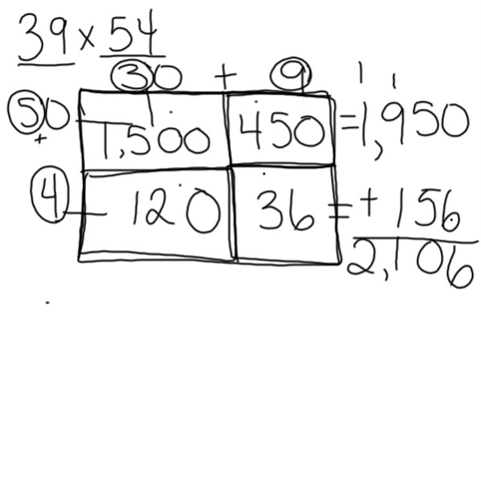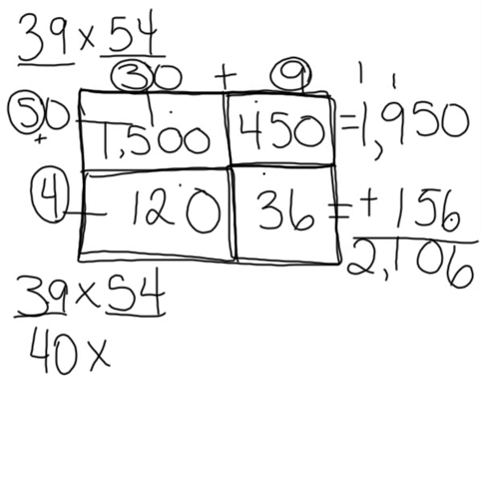Now to check over my work, I'm going to use estimation. I had 39 times 54. I need to round these two numbers and multiply the two rounded numbers to determine whether or not my estimation is close enough to my actual answer. 39, I know, rounds up to 40. 54, I can either round it to 55 if I want it really accurate, or I can round it to 50. And I'm going to round it down to 50.